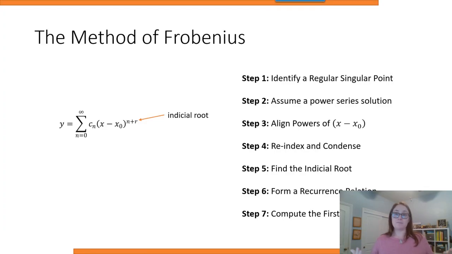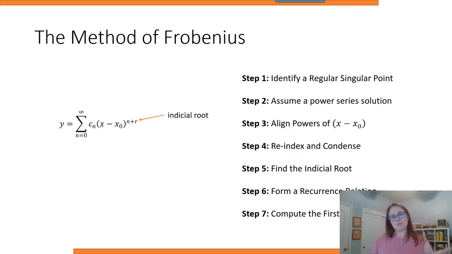So first I'm going to identify that I'm dealing with a regular singular point before I go through this process. And then I'm going to assume I have that power series solution that we have here with the added r in there. And then just like we did with ordinary points, I'm going to line my powers of x minus x naught so they're all the same power. This time it's going to be something like k plus r instead of just the kth power like we did before. And then I'm going to re-index all my sums so that they start at the same value. Usually that means stripping some values out of some of the series that start earlier. And then I'm going to condense that down to a single sum.